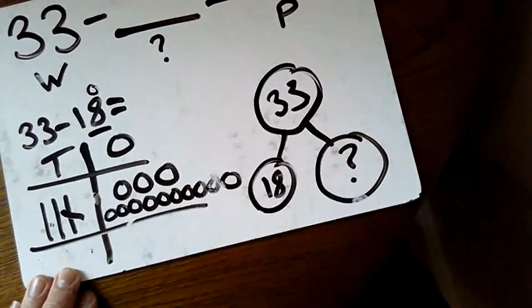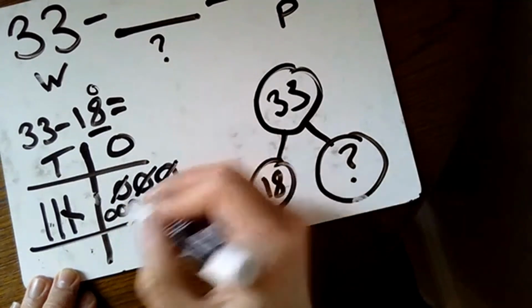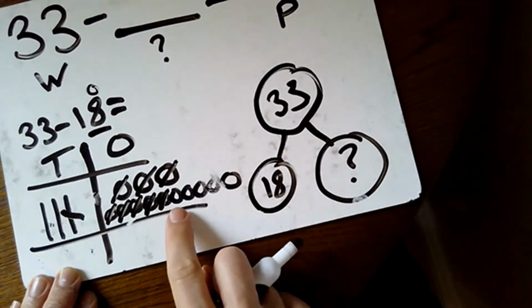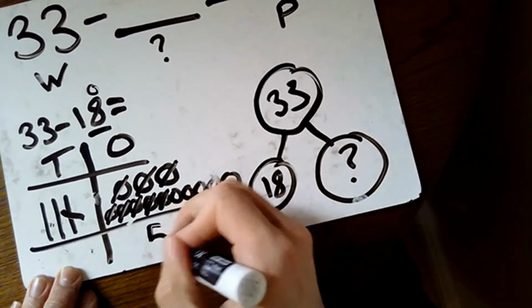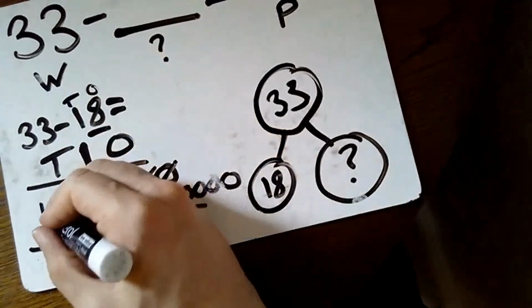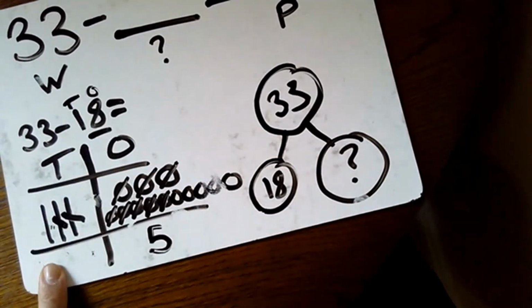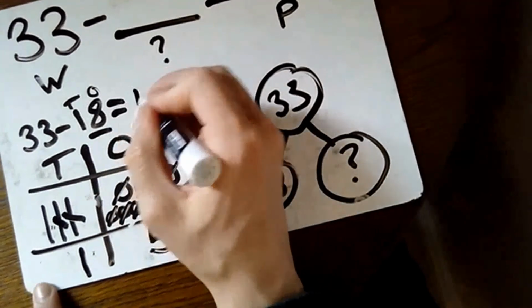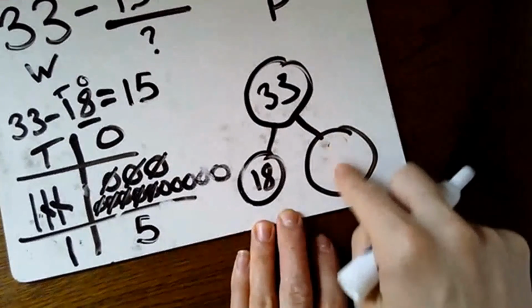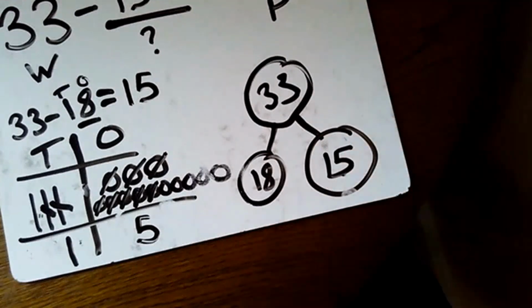Now I can subtract my 8 ones. 1, 2, 3, 4, 5, 6, 7, 8. How many ones do I have left? 1, 2, 3, 4, 5. Now subtract my tens. I only have 1 ten to subtract. How many tens do I have remaining? 1. 15. Therefore, 33 subtract 18 equals 15. Therefore, 33 subtract 15 equals 18. The missing number here was 15.